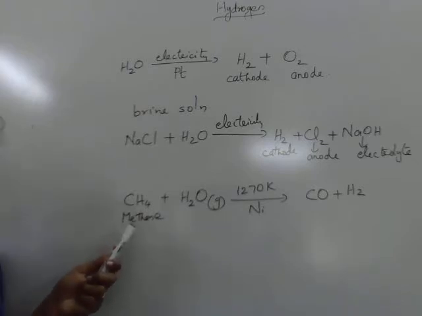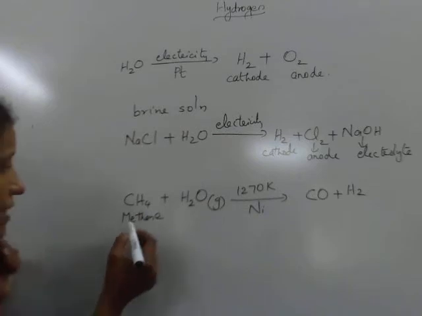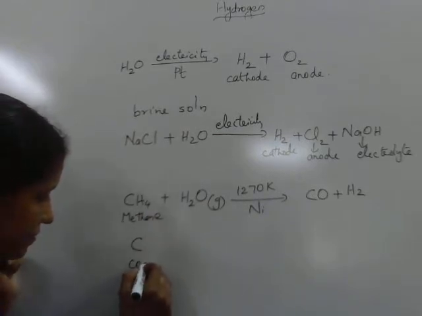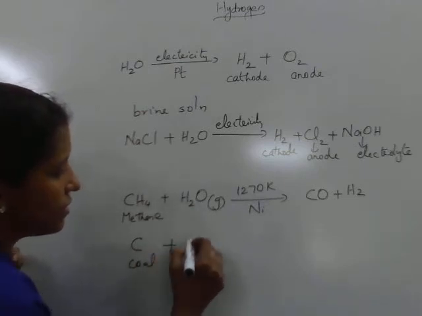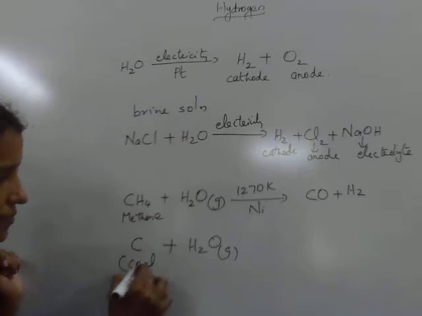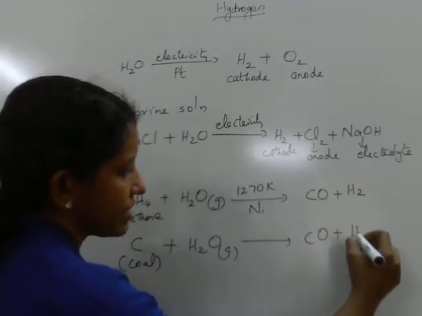Here, instead of hydrocarbon, we can also use coke or coal. Instead of methane, if you use coal, which is a form of carbon, when steam reacts with the coal, in the same reaction, we get carbon monoxide and hydrogen.